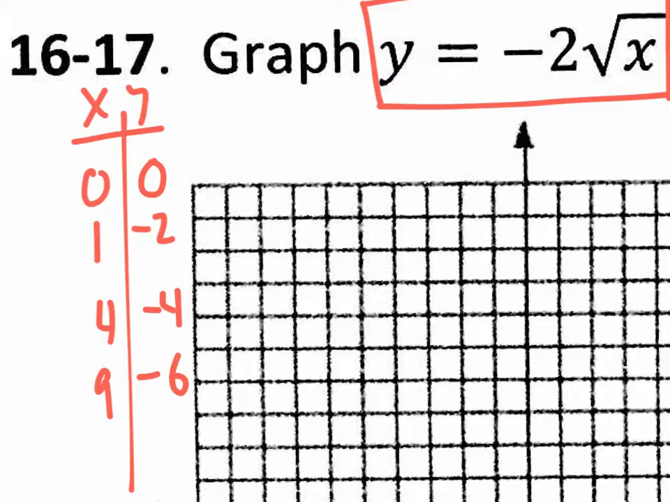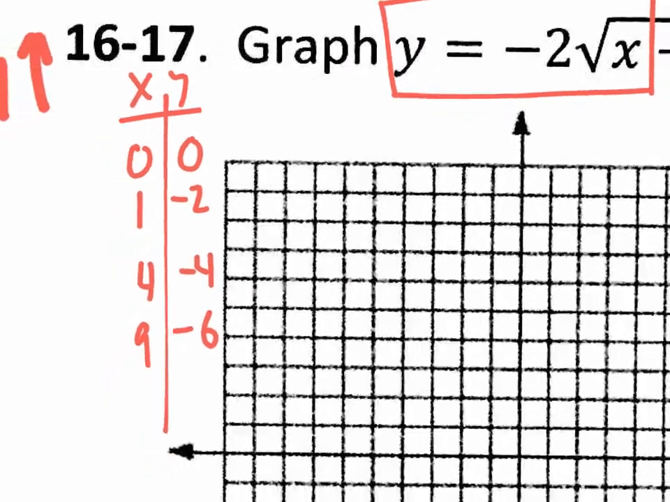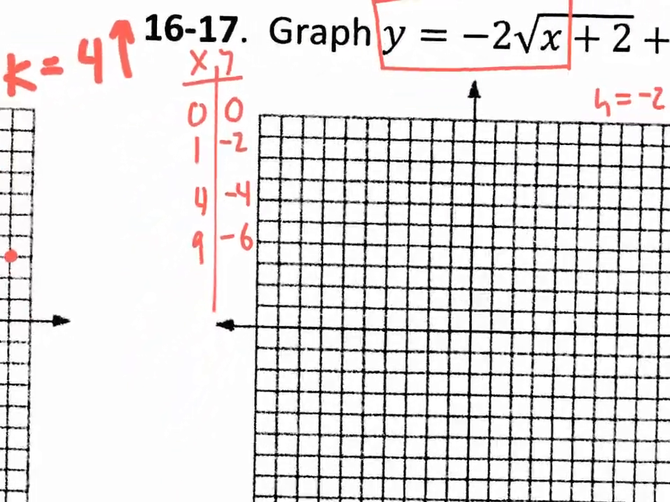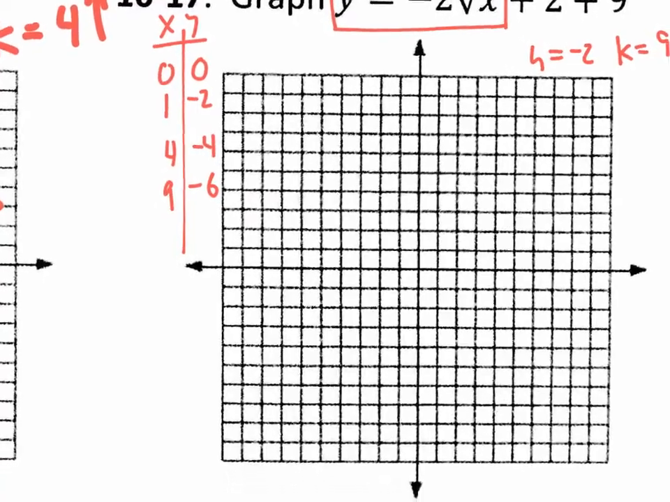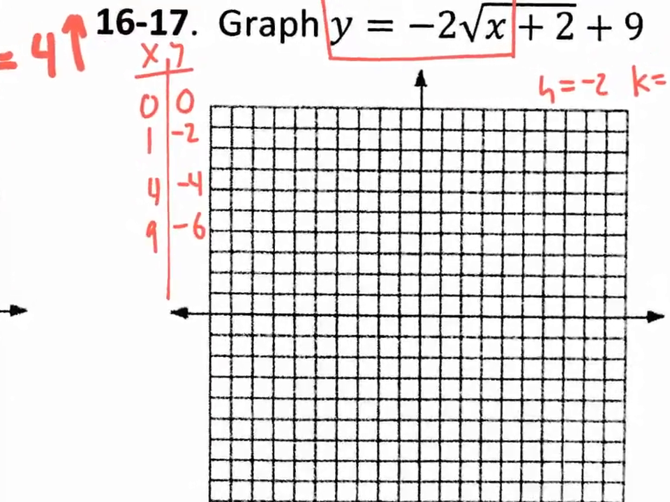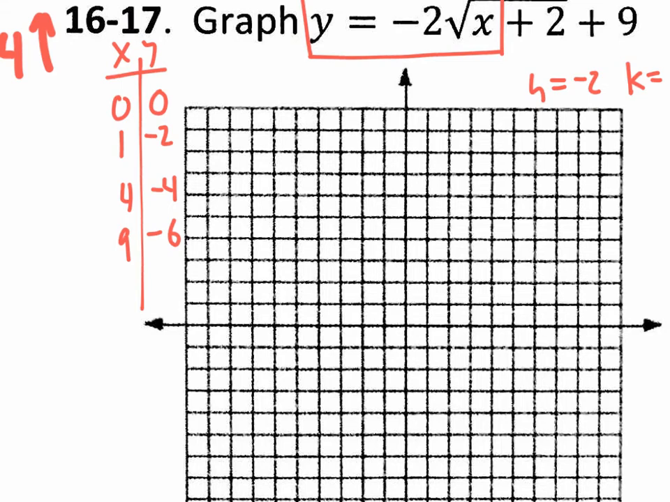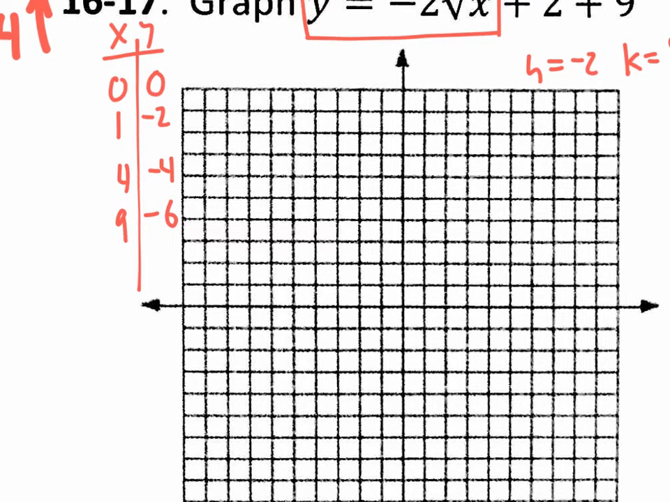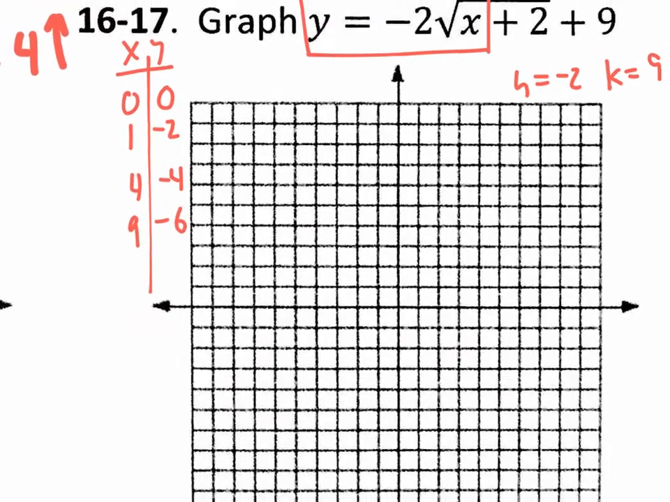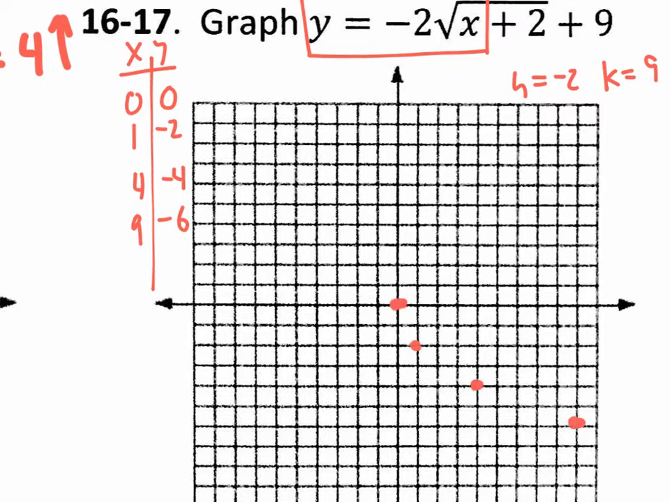Okay, so we have these coordinates. This is my parent graph, ignoring h and k. So I'm going to get these coordinates: 0, 0, 1, negative 2, and 4, negative 4, 9, negative 6. And I'm going to plot them on the xy plane. So here are my coordinates to the parent graph, ignoring h and k. I'm not going to draw my curve there.